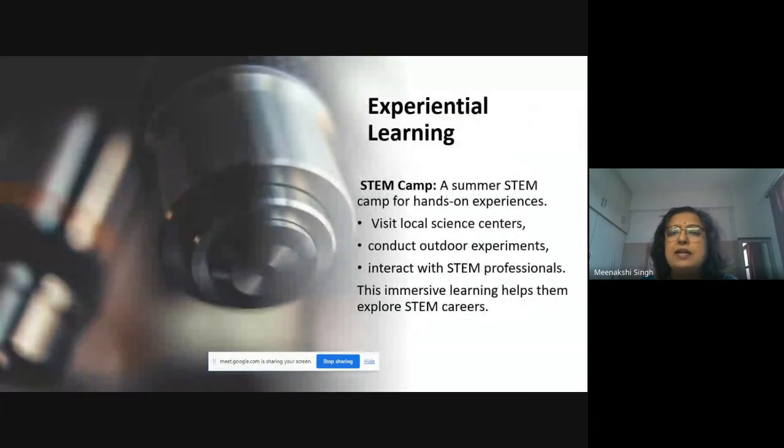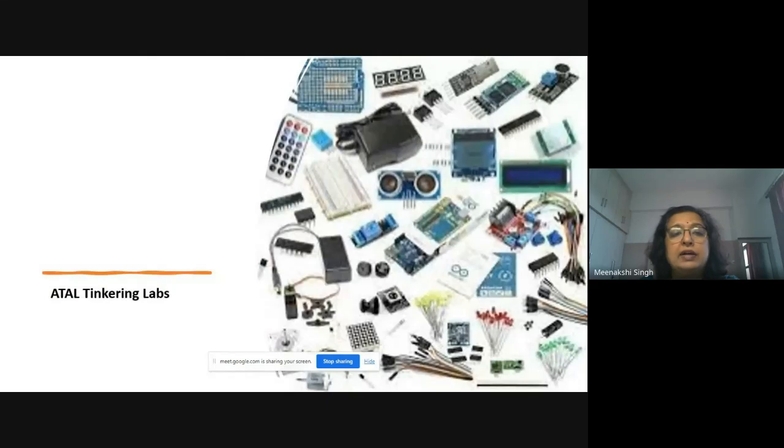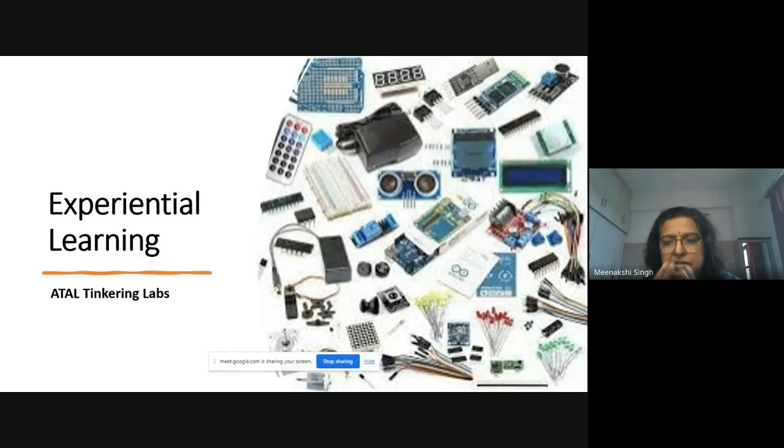I have yet another example of a STEM camp, some summer camp kind of thing, where the students will be motivated to go see the centers and have hands-on experiences. In fact, in India, we have the Atal Tinkering Labs. This picture is about the equipment, the kit that all these labs have.